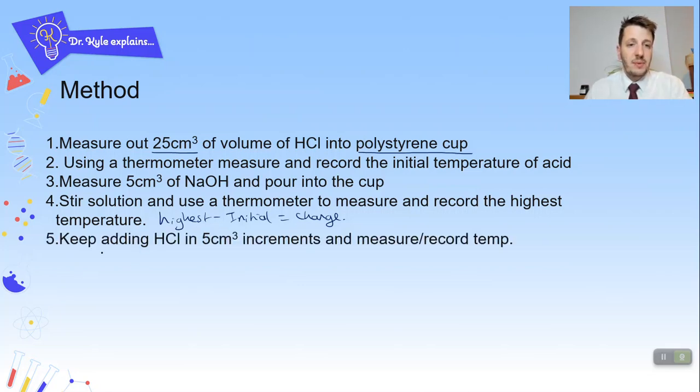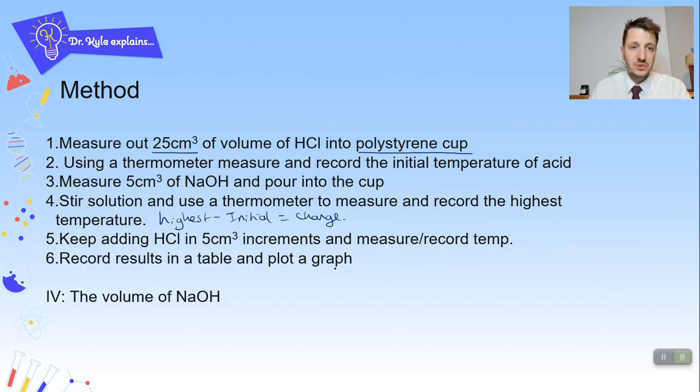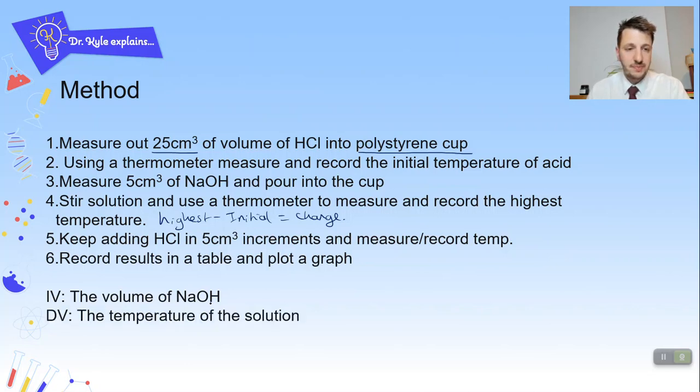Okay. Then we're going to keep adding HCl in 5 centimeter cubed increments and measure and record the temperature. Record the results. Again, highest temperature there if you want to be really specific. Record results in a table and you plot a graph. So here then, independent variable is the volume of NaOH. That's what you're going to be changing. Your dependent variable is the temperature of the solution. Control variables, concentration of HCl and NaOH, and also we could put in the volume of HCl as well.